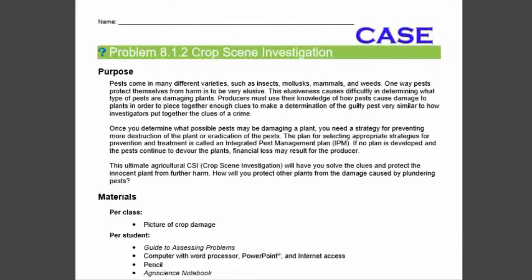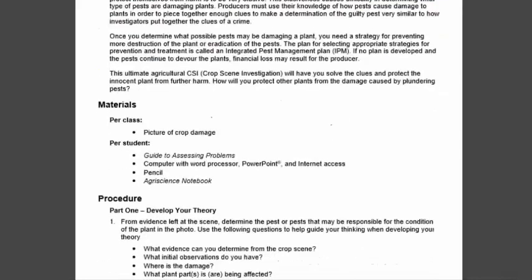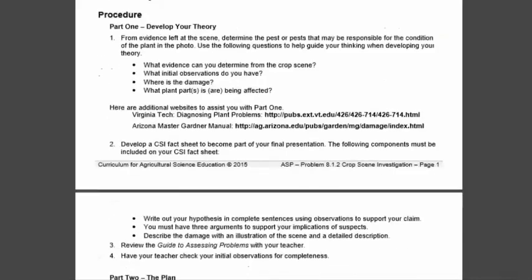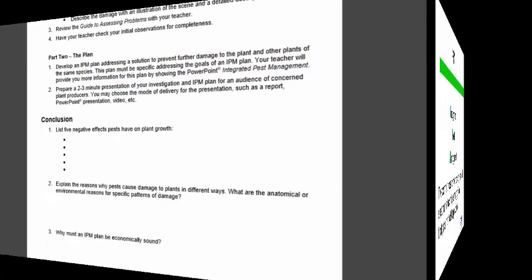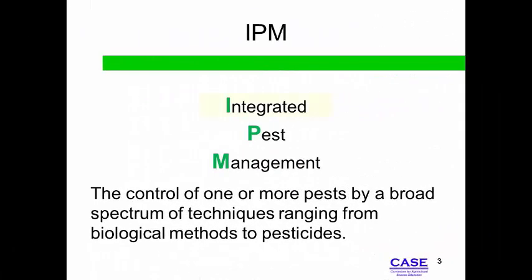You completed Part 1 of Problem 812, Crop Scene Investigation, where you observed pest damage and formed a hypothesis regarding the types of pests to blame. Next, you will prepare an Integrated Pest Management, or IPM, plan. Let's break down this term.